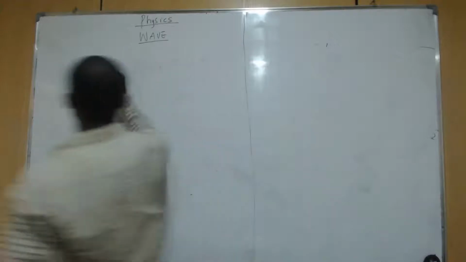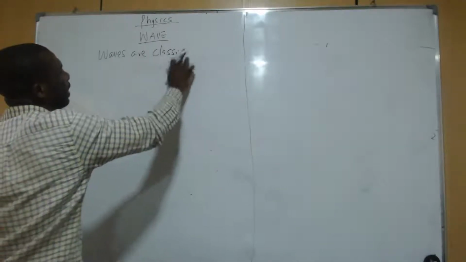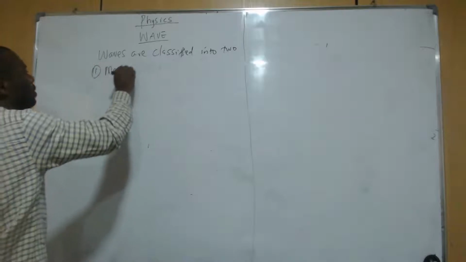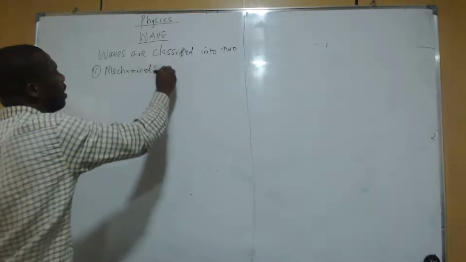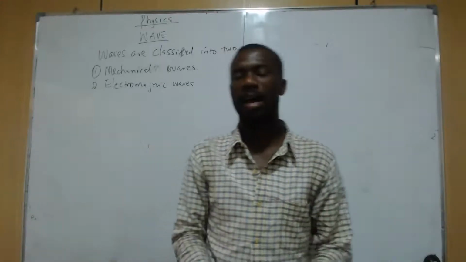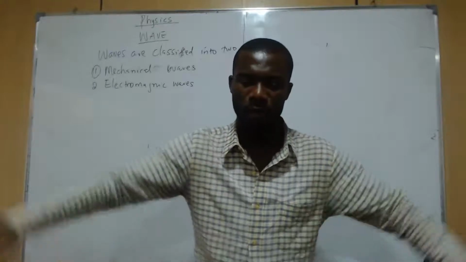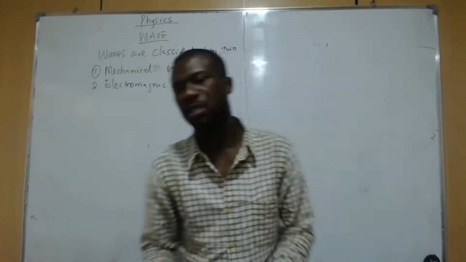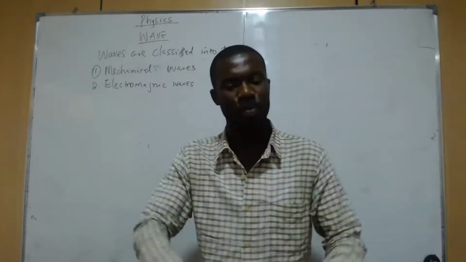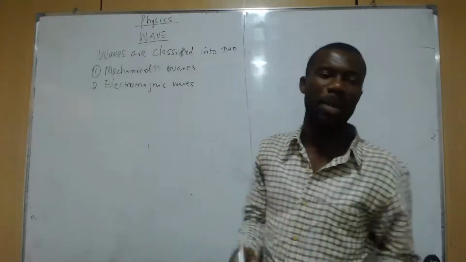Now, waves are classified into two. We have one, mechanical waves, for their propagation. Let's say, for instance, when you have a swimming pool or a pool of water, you throw a stone inside the pool. When you throw a stone inside the pool, you see a ripple coming up from the source of disturbance. That is what we call wave. And then that wave is being produced as a result of the disturbance of the water or the pool of water by the stone itself. So mechanical waves are those waves that require material medium for propagation.